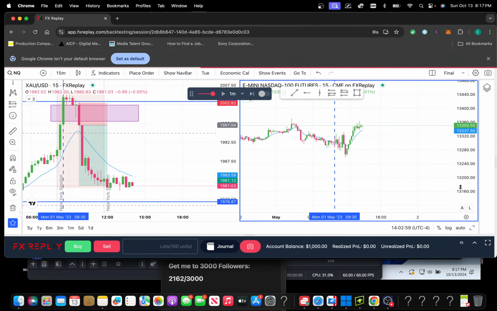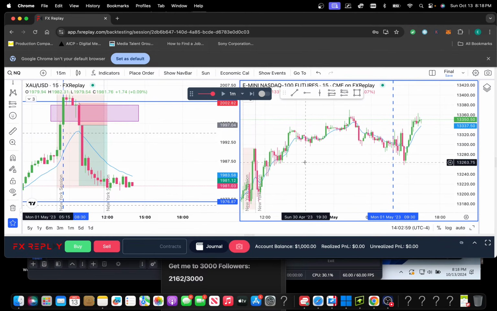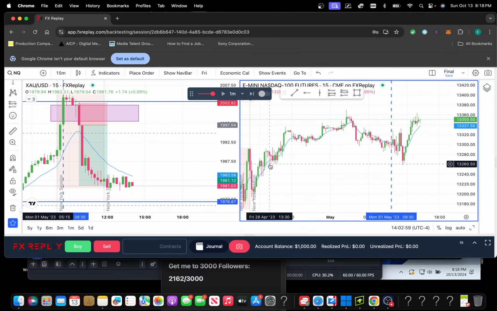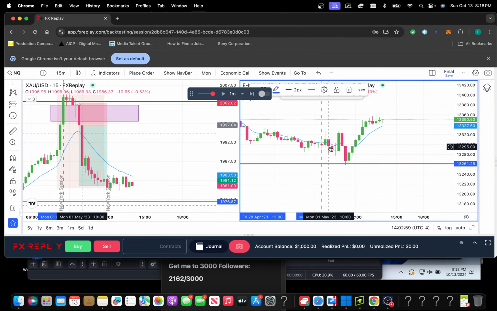And then on NQ, what do we get? Chop City. Chop City, and then 10 o'clock is here. We came up, we came down to sweep these lows at 10:15, and then we finally pushed. I'm trying to see if there's a fair value gap or anything. No, I guess I just wanted to sweep these equal highs first. And then push.